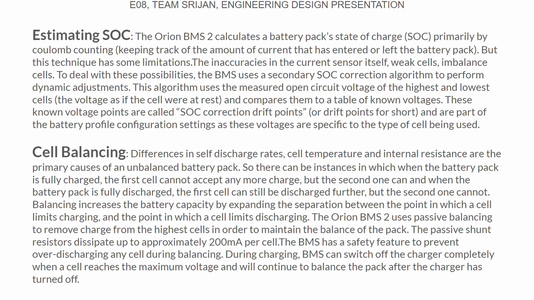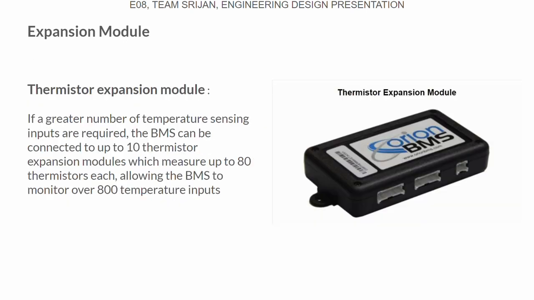Cell balancing. The Orion BMS2 employs passive balancing using shunt resistors to discharge the high cells up to 200 mA per cell. Safety measures prevent over-discharging during balancing, and the BMS can halt charging when a cell reaches maximum voltage, continuing balancing after charging stops.